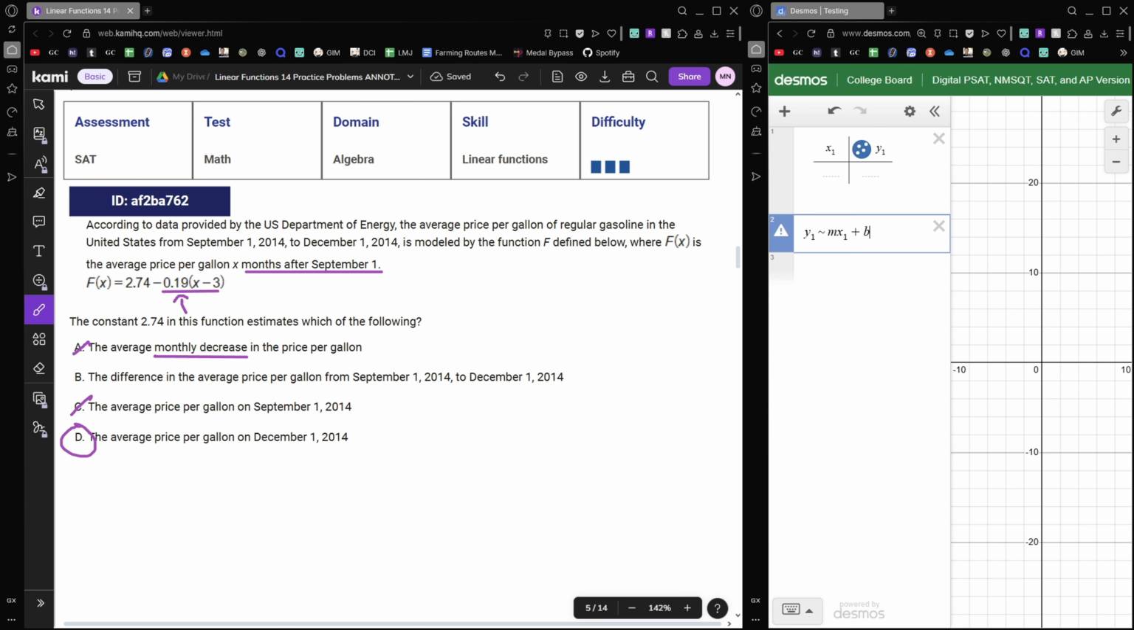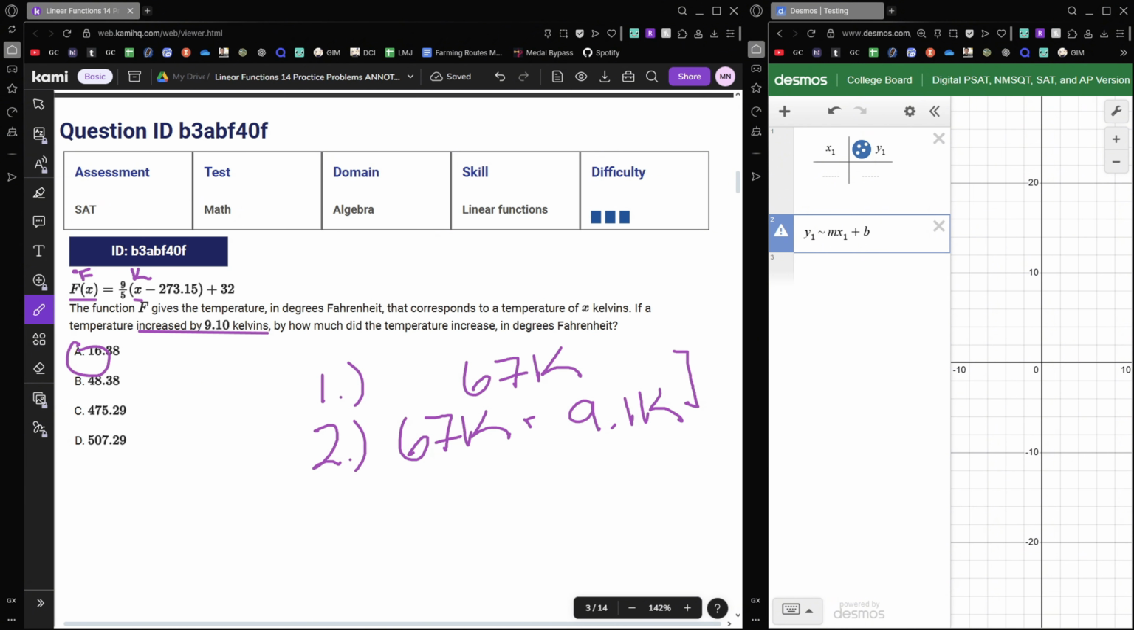When you get questions like these where they ask you what the number means, you should really just break down the equation and then go through every single answer choice. And then for some of these, you can just put it straight into Desmos and start plugging in some numbers.